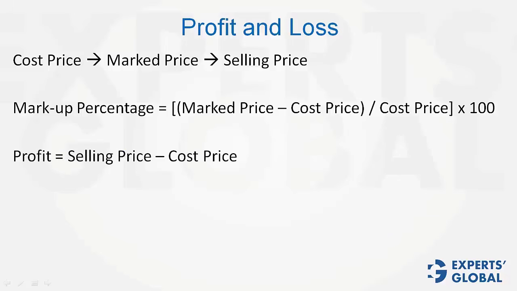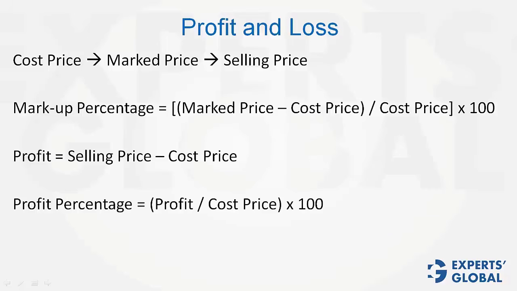Profit is selling price minus cost price. Remember, it's not marked price minus cost price. Marked price and selling price may be different at times. Profit is always the selling price, the price at which the product is practically sold, minus the cost price, the price at which the seller procured the product. Profit percentage is profit divided by cost price times 100.